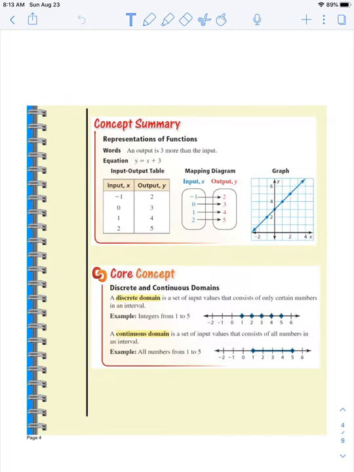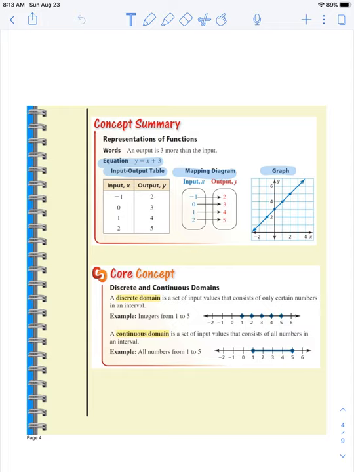Now, before we go on to the next example, let's review a little bit from what we learned in 3.1. Remember, a function can be represented as an input-output table, a mapping diagram, a graph, or an equation. So there's multiple ways to represent a function. Remember, a function is when a relation has each input paired with exactly one output. So x cannot repeat. And then when we were looking at domain and range, remember domain is the x values and range is the y values.